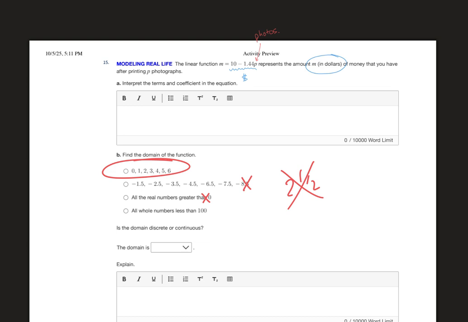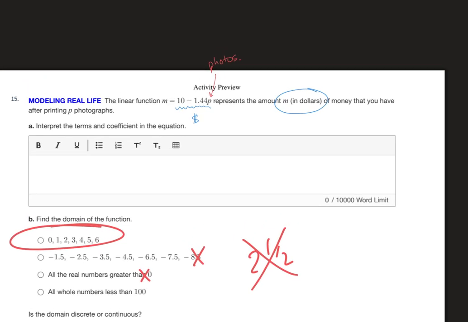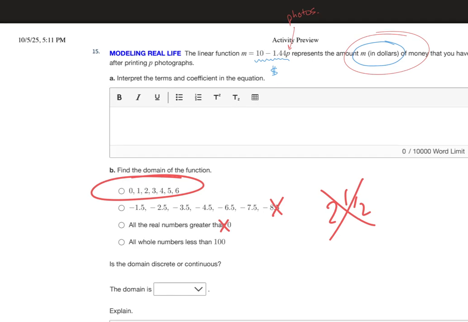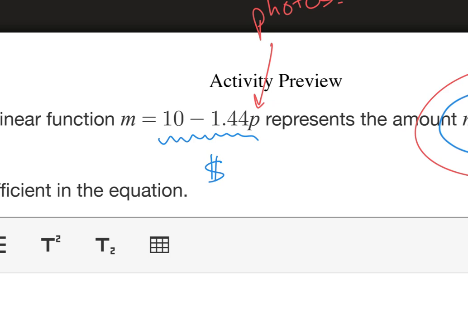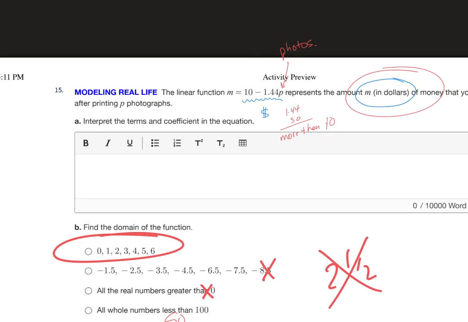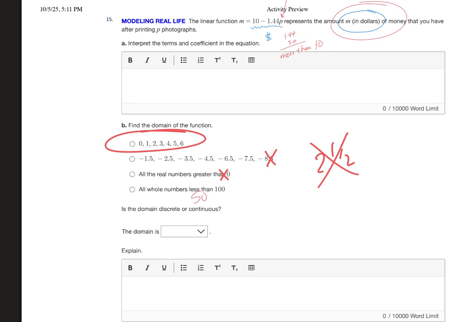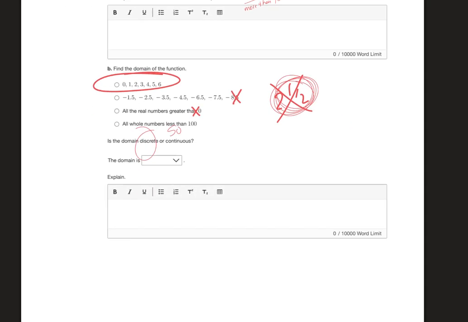Here's why. You ready for here's why? Because we want to make money, right? And if we were to print even just 50 photos, what's going to happen here is 1.44 times 50 is going to be more than 10, and 10 minus 10 is 0. And we're in the business of making money here at Modeling Real Life Printing Photography Business. Is this domain discrete or continuous? It's discrete because, again, we're not going to be printing in parts of photographs, and we will not be making parts of money, so to speak.